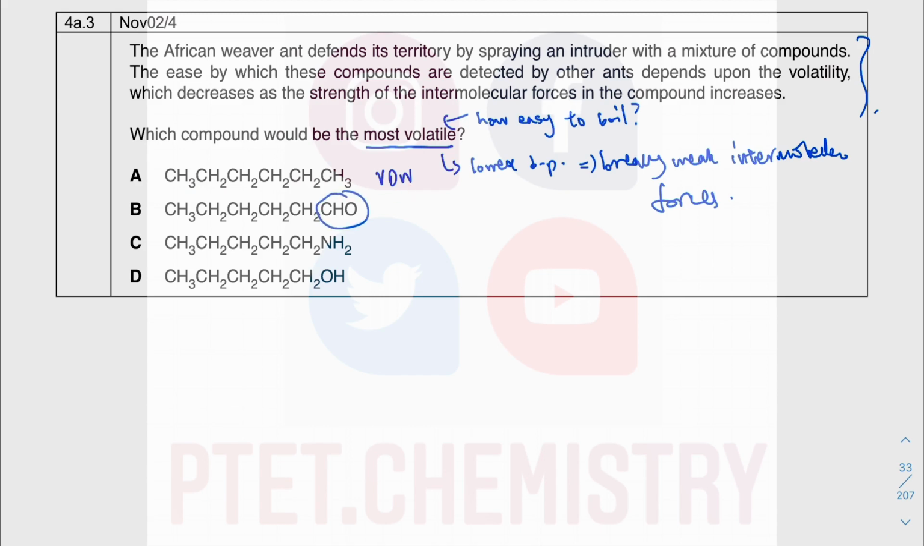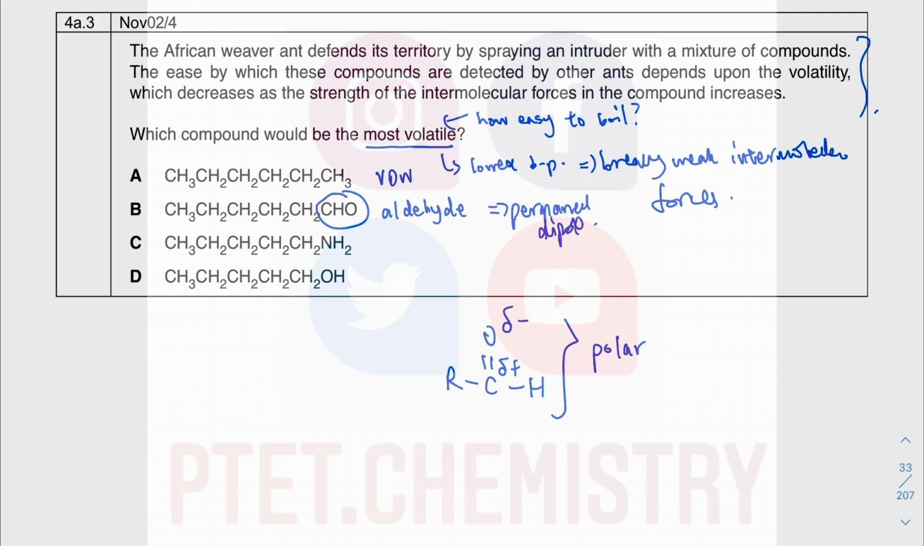Here is something that you would do eventually in organic chemistry. It has a dipole. It has a carbon double bond oxygen. So that is polar. It makes the whole molecule polar. You have just permanent dipole. Whereas for this one, what you will have is R and H and H. So you can have delta minus like that.